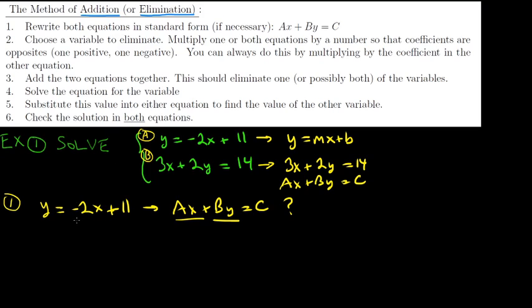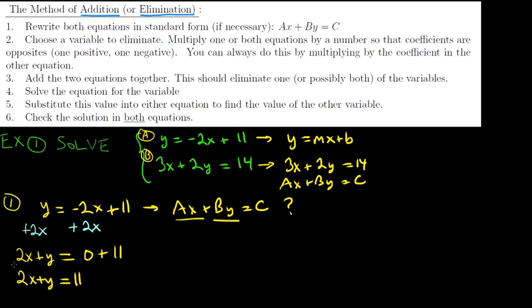So if I want to get rid of this negative 2x on the right side, I have to add 2x to the right side. But if I do that to the right side, I have to do that to the left side as well. And so now the left side becomes 2x plus y equals negative 2x plus 2x is 0, 0 plus 11, which of course is just 11.